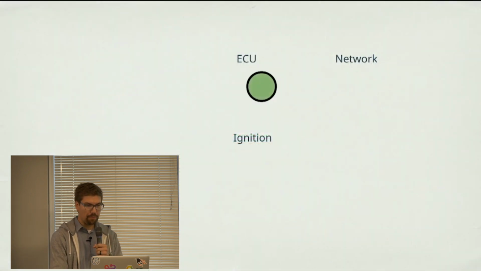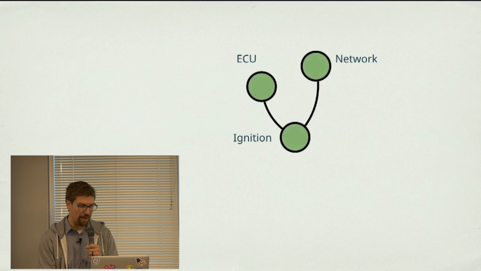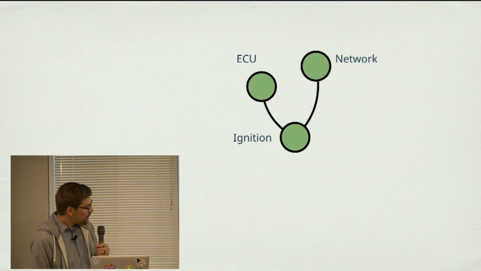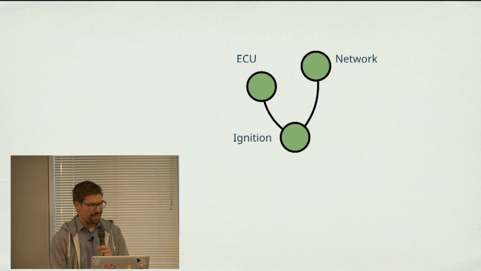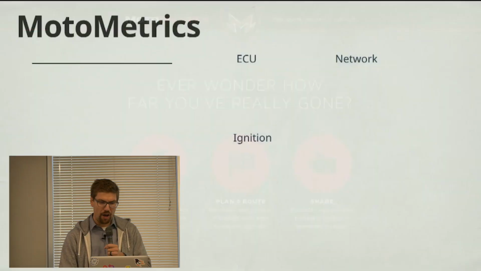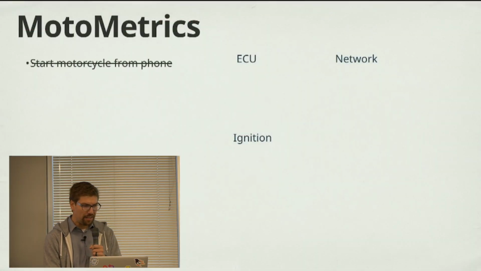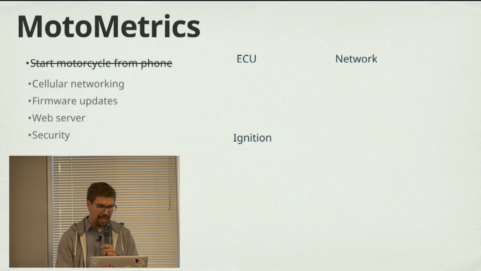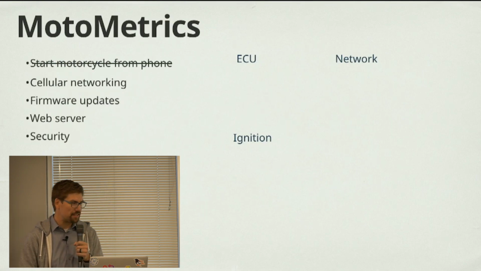I modeled my problem. I got my ECU. I need to connect that up to the ignition, and then what's that up there? The network? Networking was something that's solved before, right? Everything's good. I'm going to get a website together. I'm going to put this thing out in the market. I'm like, okay, what do I have left to work on here? Start my motorcycle from my phone? That's done. But what about all the rest of the stuff?